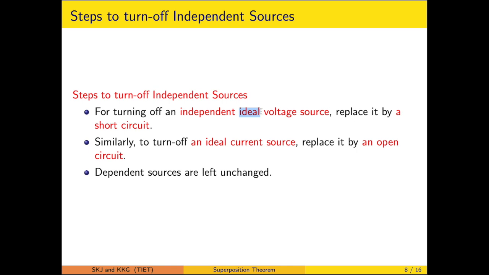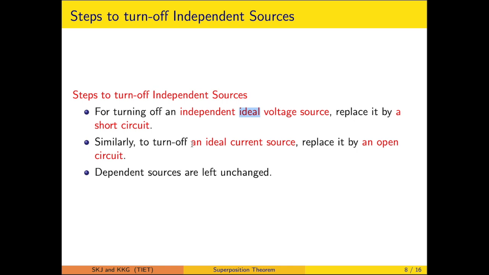If it is specified that the source is a practical voltage source, the practical voltage source is represented first as a combination of the ideal voltage source and the series resistance, and we simply short circuit the ideal voltage part. So basically the practical voltage source is left with an internal resistance only.